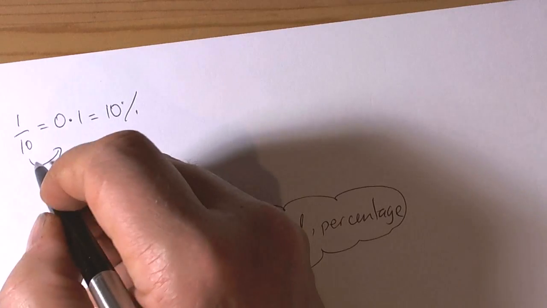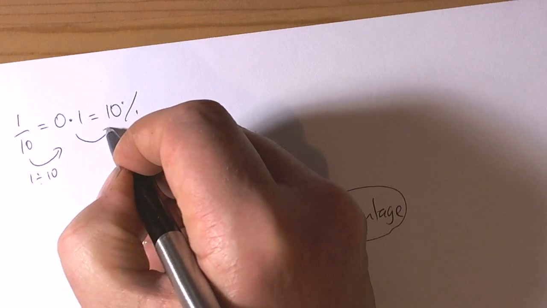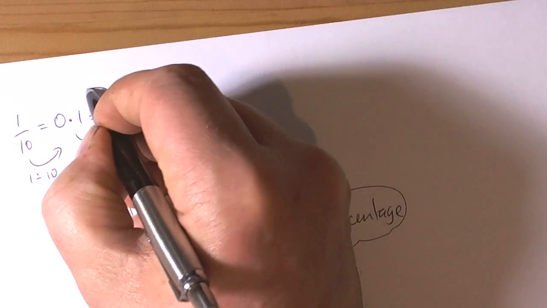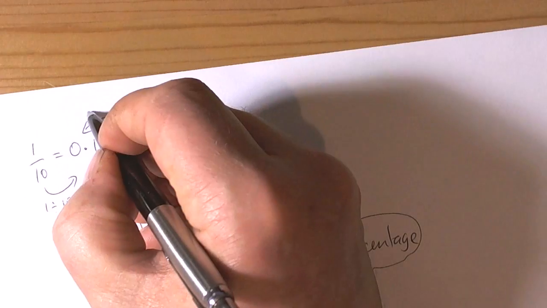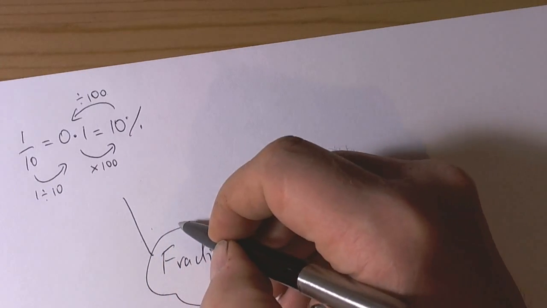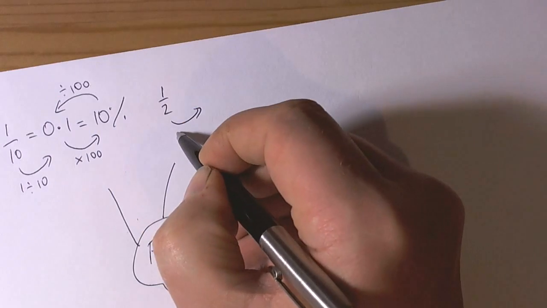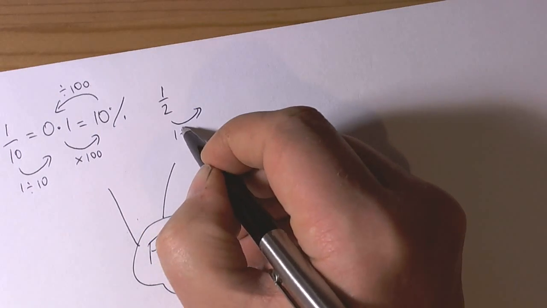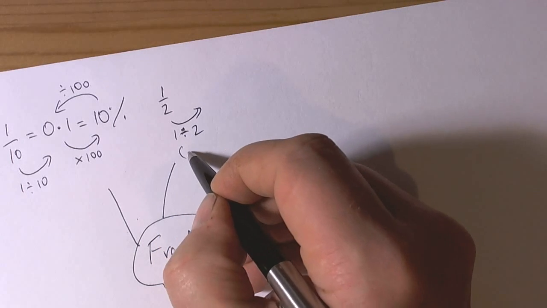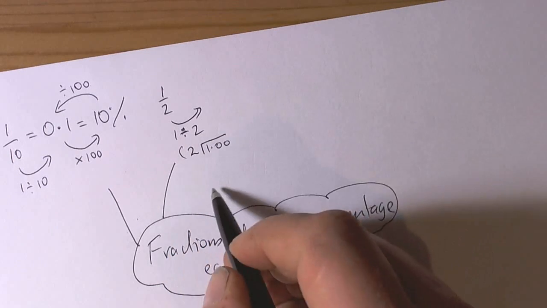Ways of working these out if you don't remember them: 1/10 means 1 divided by 10, and to turn a decimal into a percentage we times by 100, or to go the other way then we share by 100. Now, a nice one to remember is the half. So again, fraction into a decimal, share the numerator by the denominator, so 1 divided by 2. And if we forget how to do that technique, then we can use our box methods.